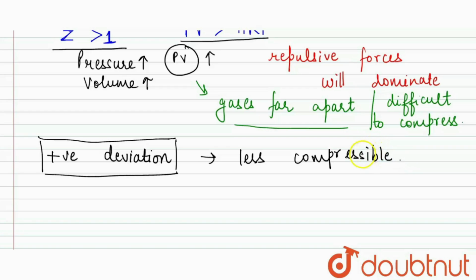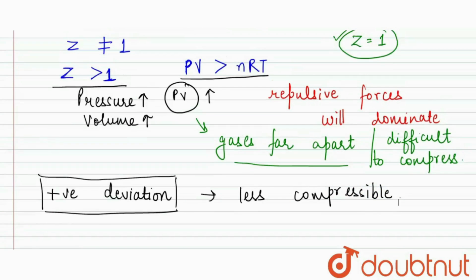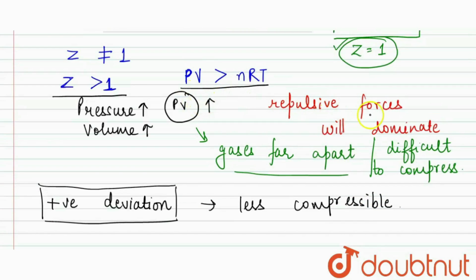So in this case, if z is greater than 1, then the PV factor will be greater than nRT. Repulsive forces will dominate, because gases will be far apart and it will be difficult to compress. And the force of interactions are also weak, because here the repulsive forces are dominating.